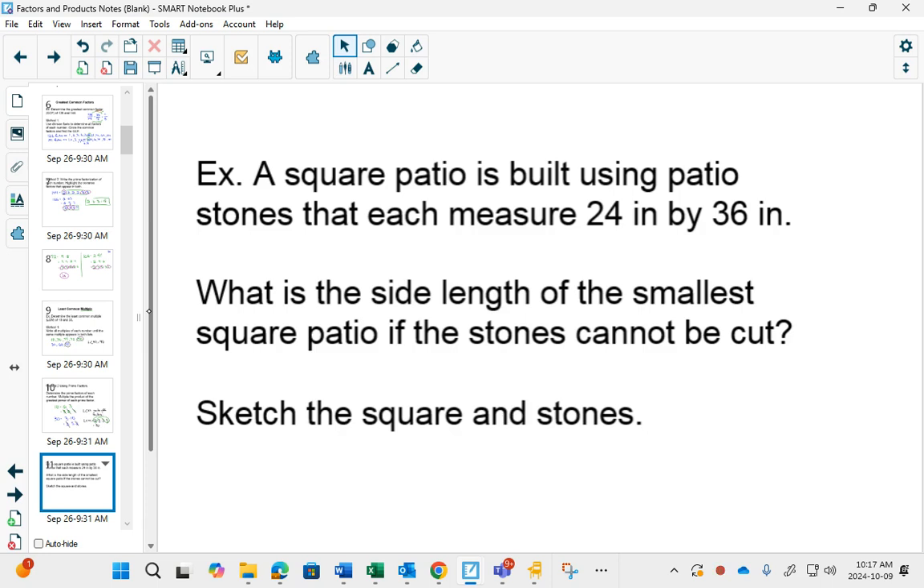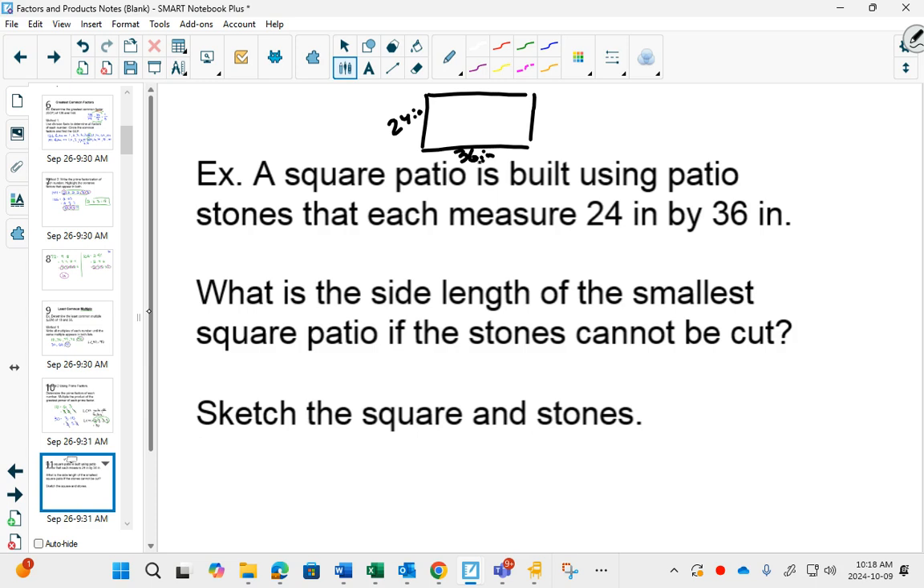A square patio is built using patio stones that measure 24 inches by 36 inches. These are big stones. If you drew them, can you imagine how big these are? Can you pick one up in your mind and hold it, flex your muscles? You had a stone that big, a paver.